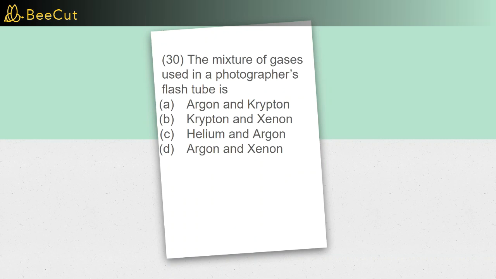The mixture of gases used in a photographer's flash tube is A. Argon, B. Krypton and xenon, C. Helium and argon, D. Argon and xenon. The best one is krypton and xenon. It is the best gas used in the photographer's flash tube.